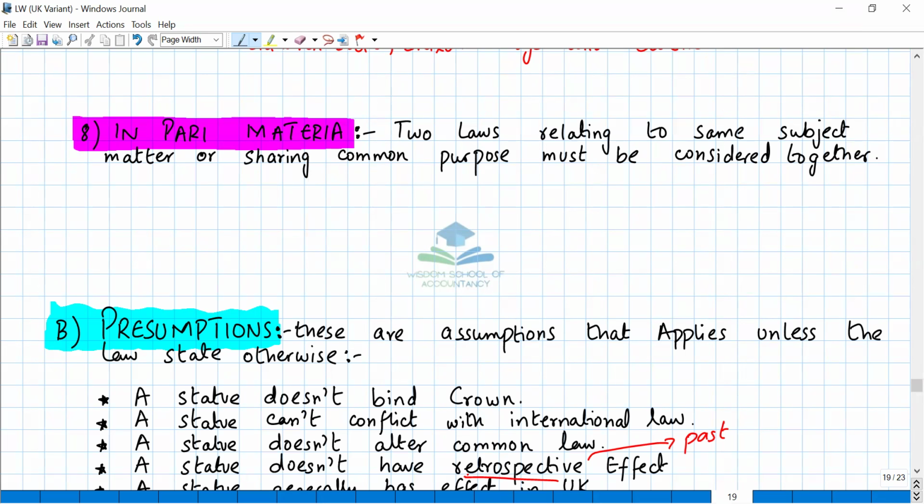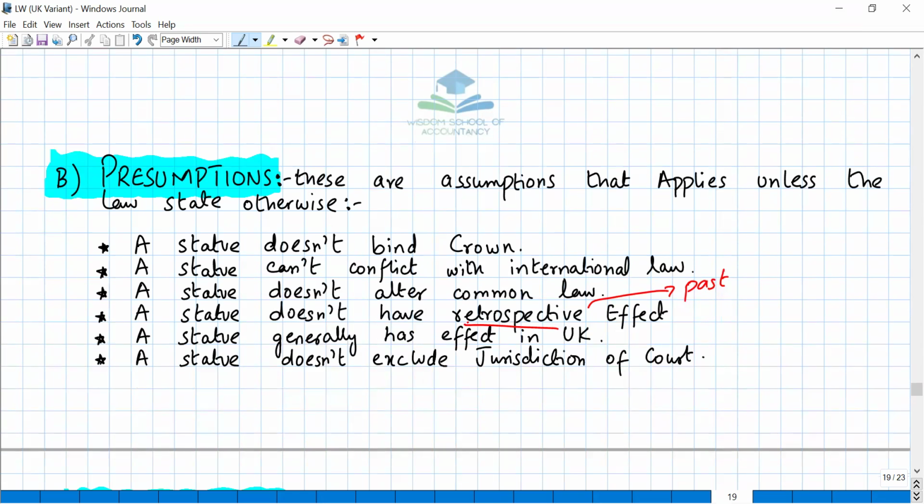Clear? Then come the presumptions. Presumption basically means the judge will assume these things while making the decision. These are assumptions that apply unless the law states otherwise. Unless the law is against these assumptions, this is what the judge is going to always assume. The first: a statute doesn't bind the Crown. A law does not bind the king or the queen of the UK. The law is not applicable to him.